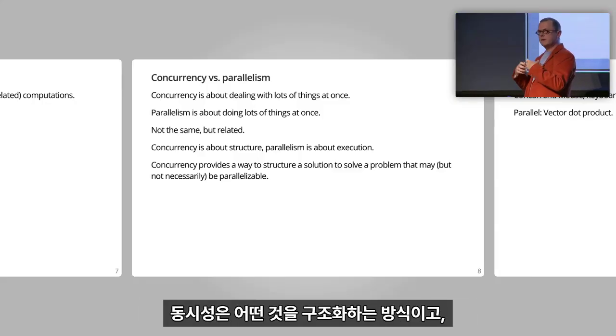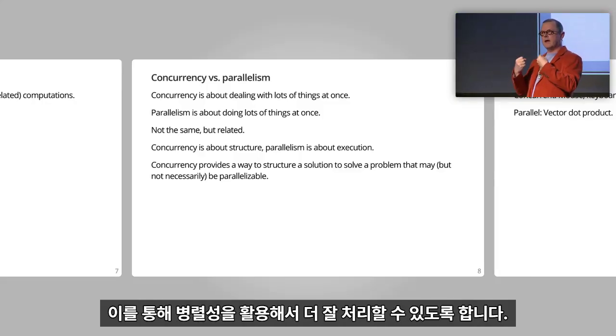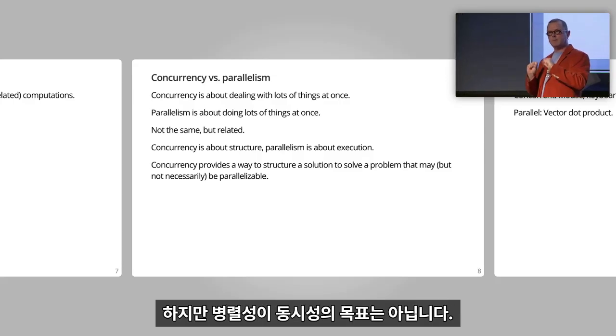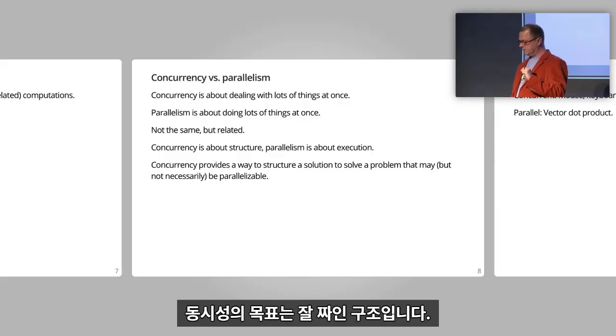Concurrency is a way to structure a thing so that you can maybe use parallelism to do a better job. But parallelism is not the goal of concurrency. Concurrency's goal is a good structure.